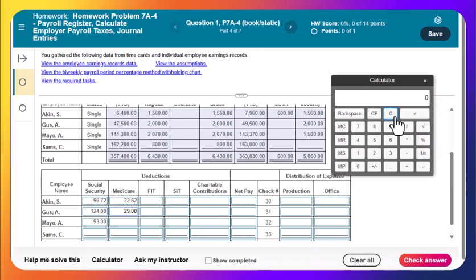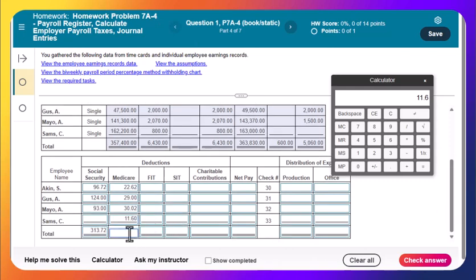And Mayo, we have $2,070 times 1.45% for $30.02. We're going to round that one up. And then for Sam's, he has $800, and multiply that by 1.45% for $11.60. And then we can go ahead and total those up here at the bottom for $93.24.